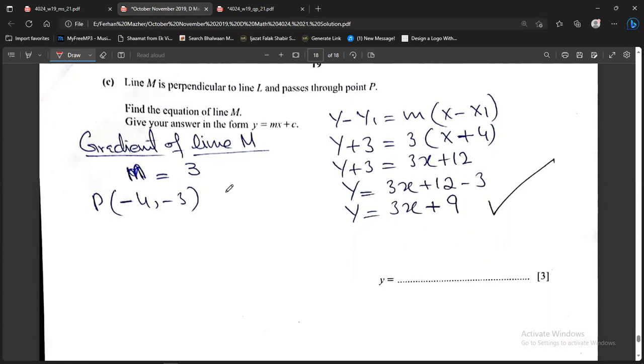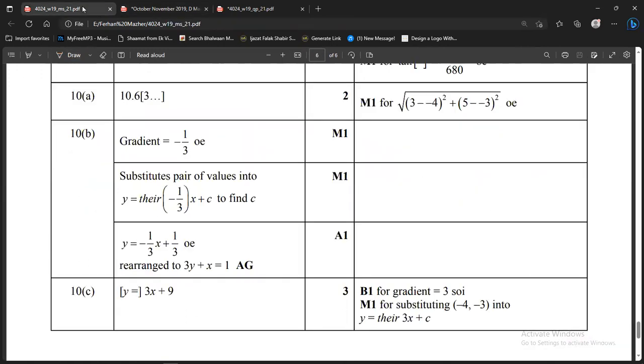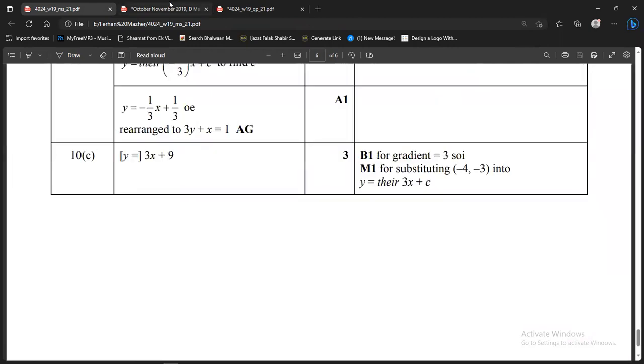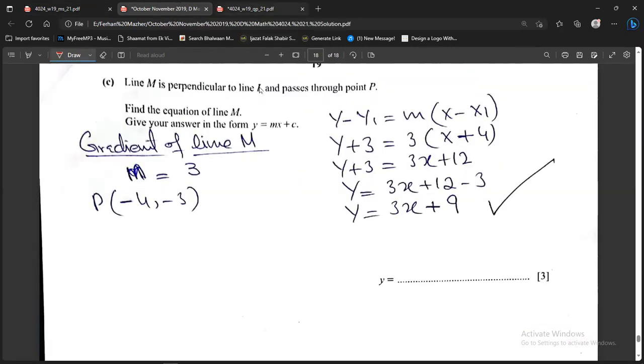So I will find the equation y minus y1 equals m bracket x minus x1. So y plus 3 equals 3 bracket x plus 4. So y plus 3 equals 3x plus 12, and y equals 3x plus 12 minus 3. So y equals 3x plus 9. This is the solution. And we are done.